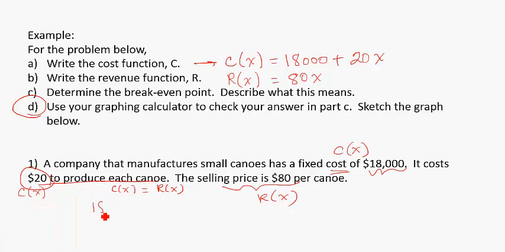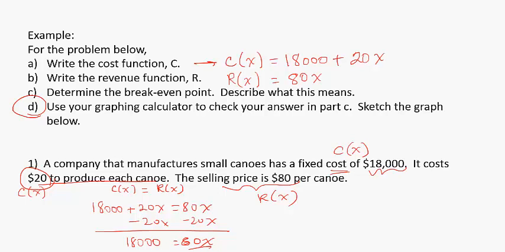So 18,000 plus 20x, when this is equal to 80x. I'm going to subtract 20x from both sides because now we just have an algebraic equation, and we get 18,000 is equal to 60x, divided by 60, and x is going to be 300. It's late, so I'm just going to make sure my math is correct, is 300.